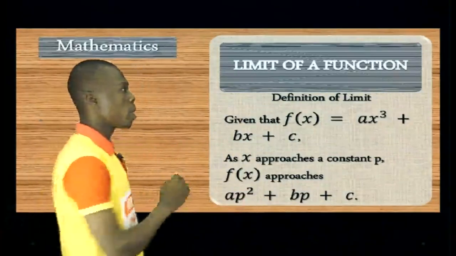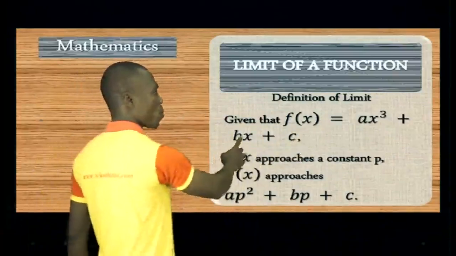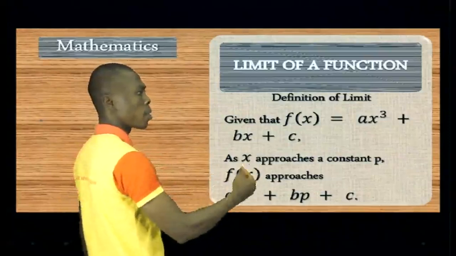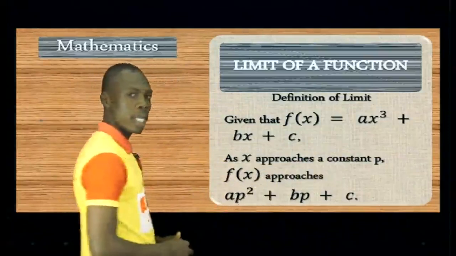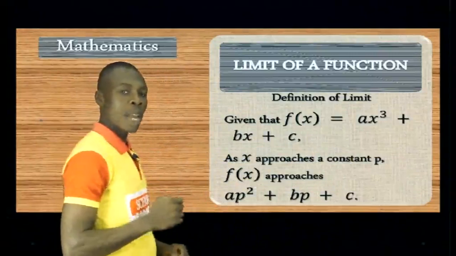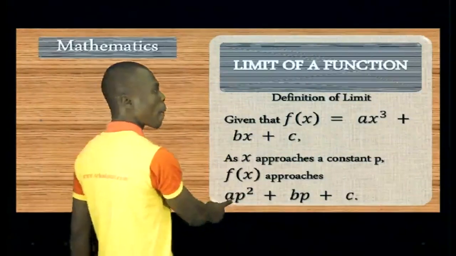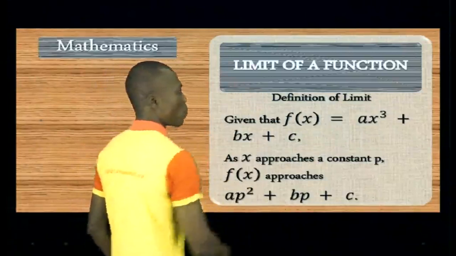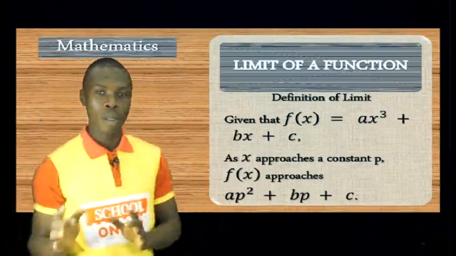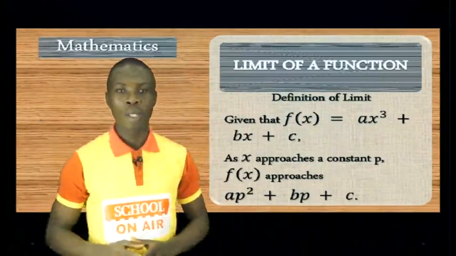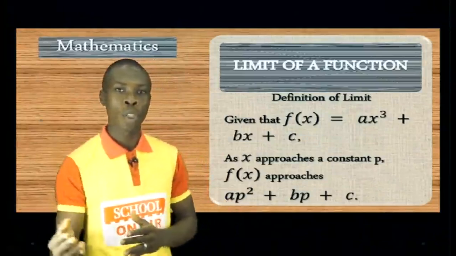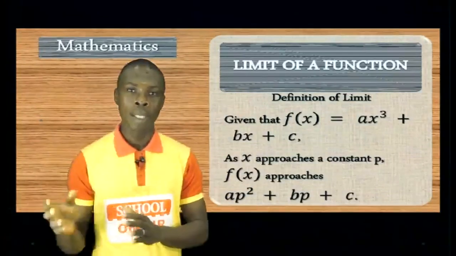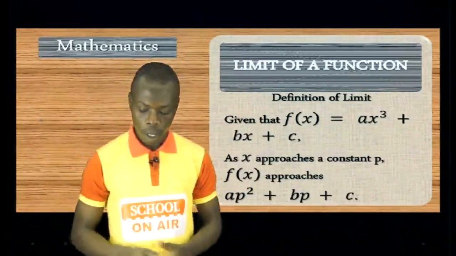In other words, if f of x is equal to ax cubed plus bx plus c, and the value of x probably increases or decreases until it gets to a value p, then the value of the function f of x also will definitely approach this value, because x will now take the value of p. So we have p squared plus bp plus c. So that's what generally the limit is all about. Whatever value that x approaches, the function that depends on the value of x also approaches that value. Okay, so I hope that is taken.